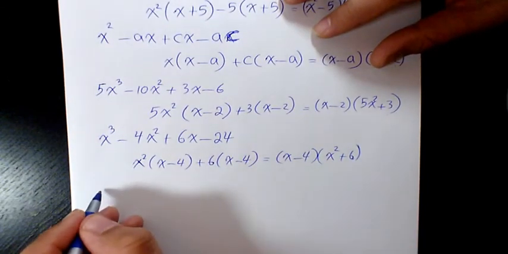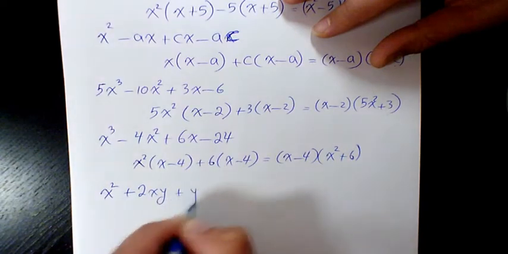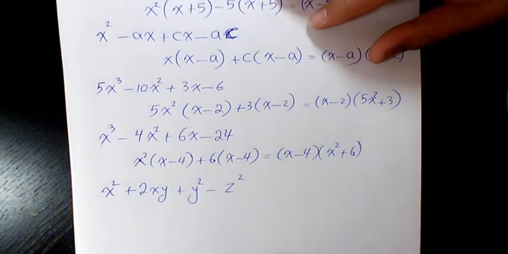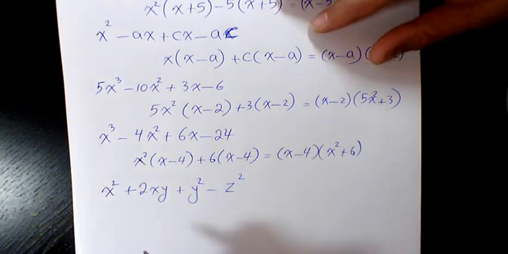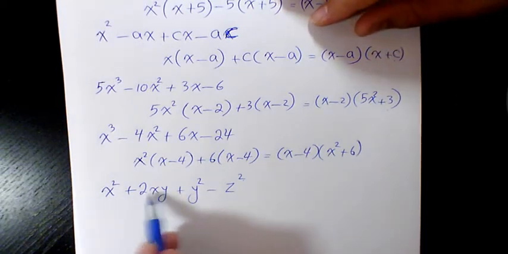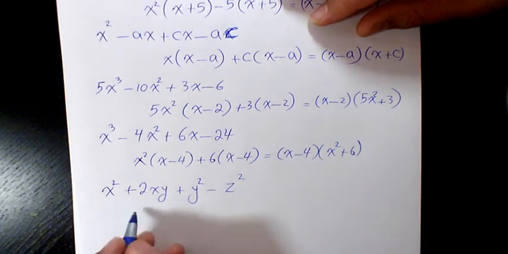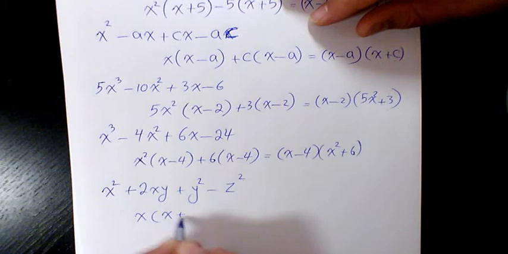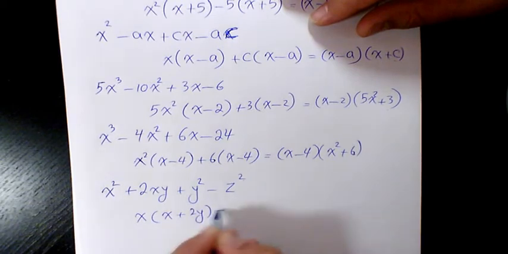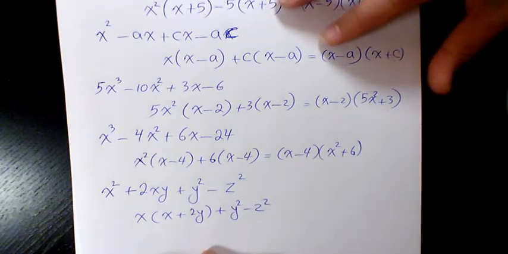Next one is going to be x squared plus 2xy plus y squared minus z squared. So how do you factor this one? Group factoring. Basically, we can group factor in here. You can factor x, and this is going to be x plus 2y. And here you have y squared minus z squared. You cannot do anything with the second part of that.